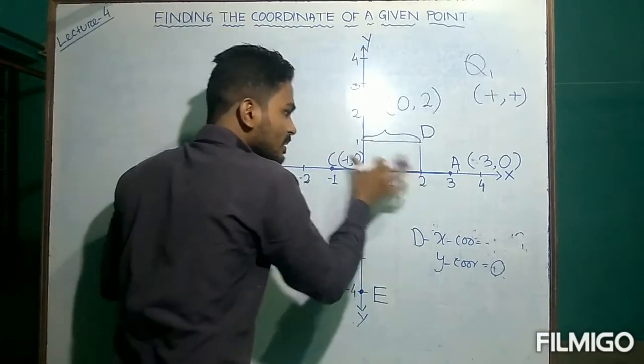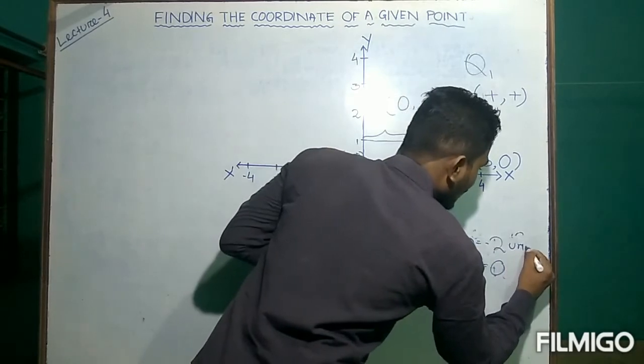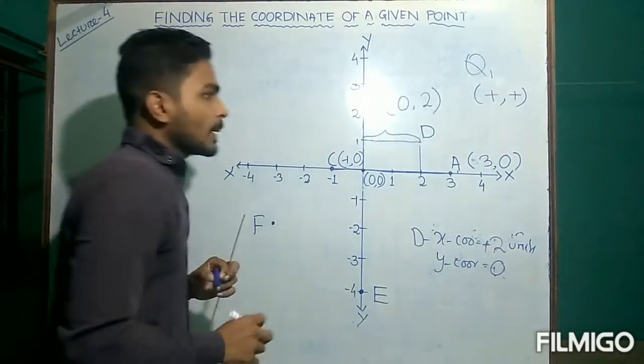Now it is equal to this. So this is 2 units. So x coordinate is 2 units. Clear? It is plus 2 units.